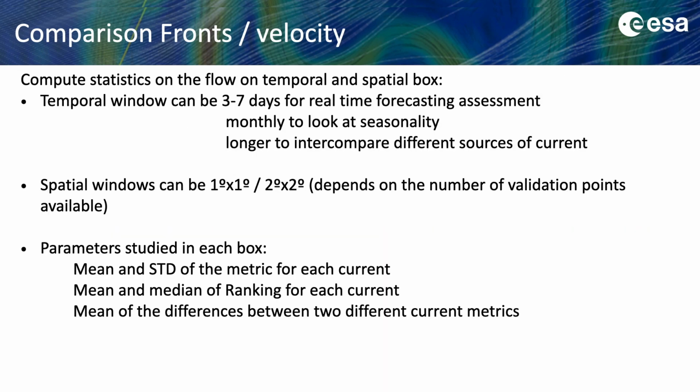To rank different velocity products, we can compute statistics of the metrics on temporal and spatial boxes. The size of the box depends on the analysis we want to do and the number of data points available. For example, a 2 by 2 degree box with 3 to 7 days analysis works well for near real-time assessment, but one can look at longer periods to get an overview of the performance, or look at the seasonality. In each box, we can compute different statistics such as the mean values of the metric, the ranking of the different velocities, and differences between two different currents.